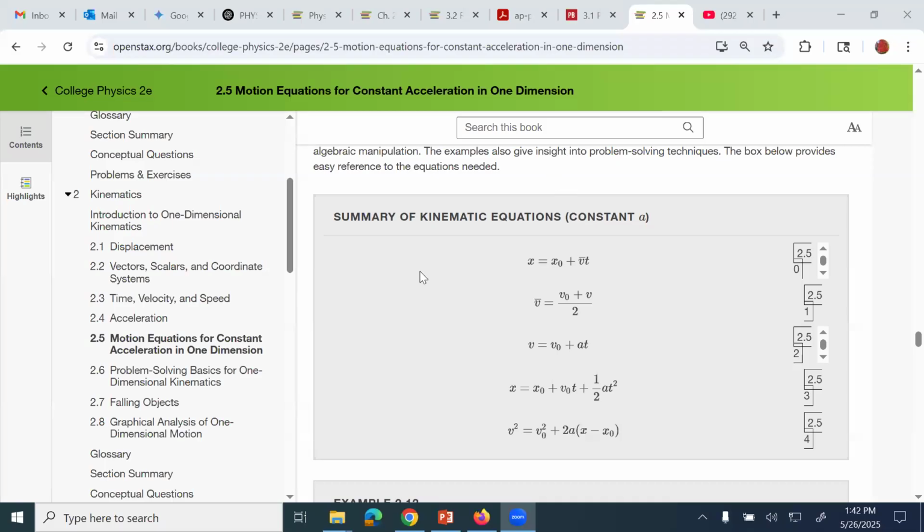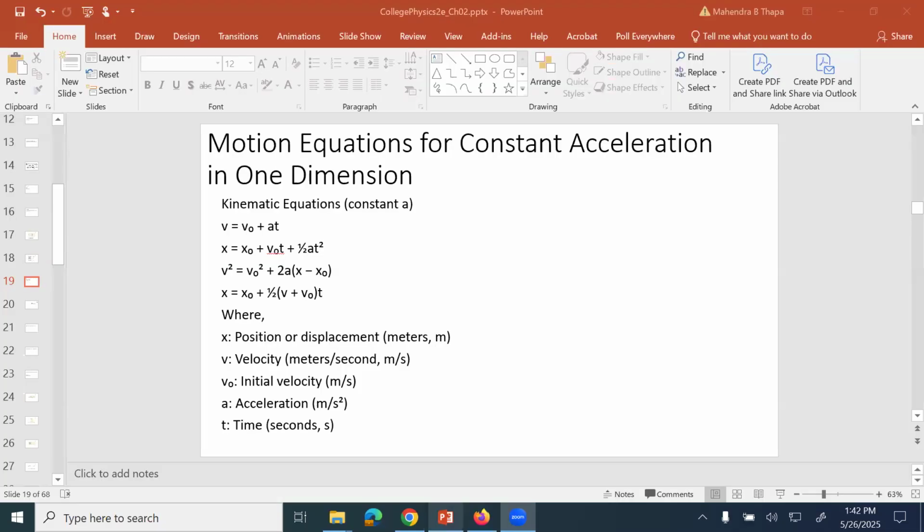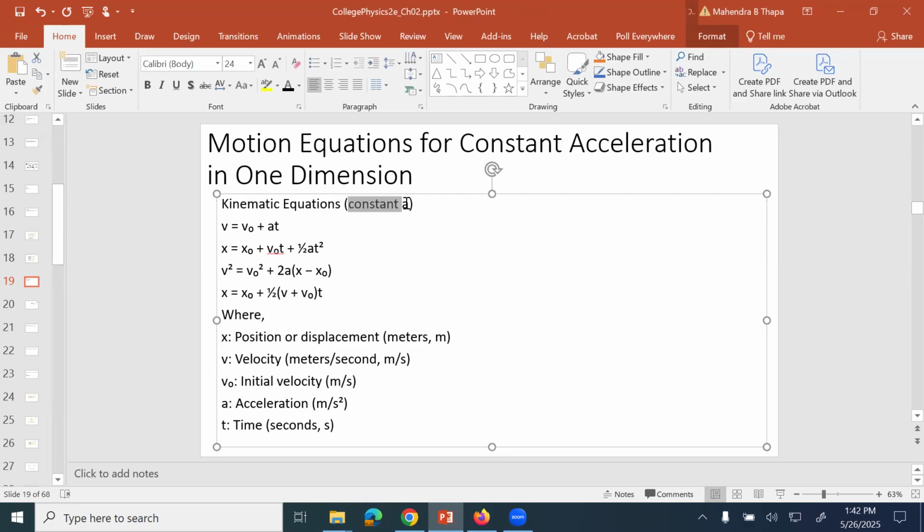Let's talk about equations. These are the kinematic equations, but under the condition that acceleration is constant. So we'll talk about those equations. These are the equations we are using for the case when the acceleration is constant. So this is the important part. Okay, let's go over briefly.